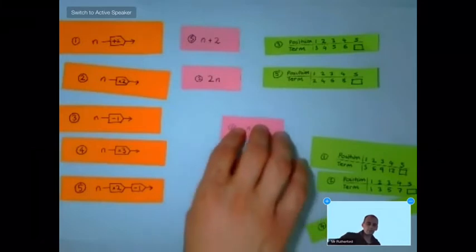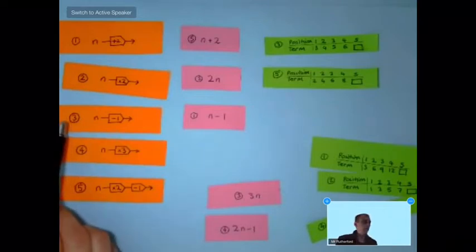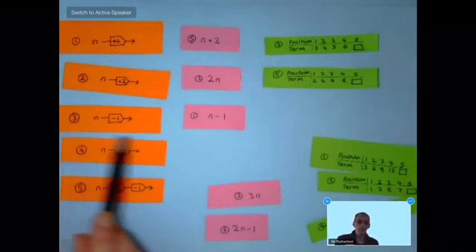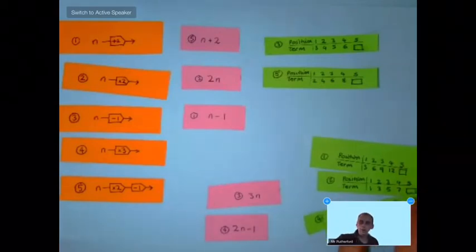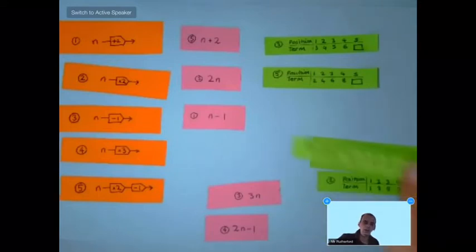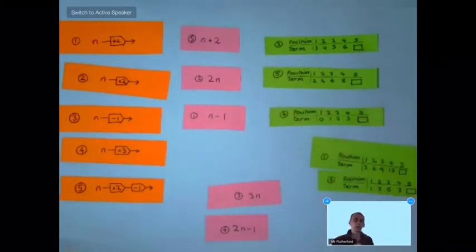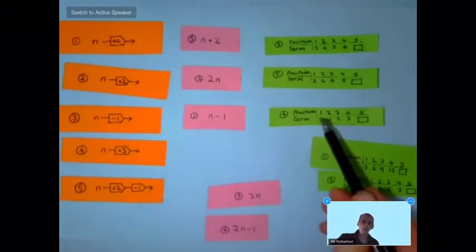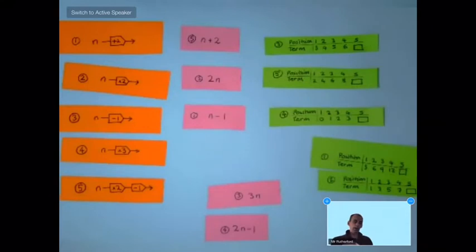Taking away 1 from n, we write as n minus 1. So if n went into that function machine, the thing that would come out would be n minus 1. So whatever the position is, the term is going to be 1 less. I don't know if you've noticed already, but when it's just n, the sequence goes up in ones.